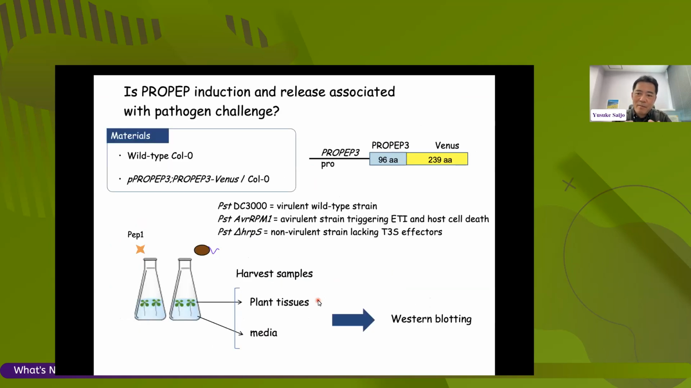Initially, when we started this study, we wanted to know how plants recognize pathogen damage and pathogen challenge. In this context, we examined whether and how this PROPEP is released to the extracellular space in response to pathogen challenge. To this end, we used transgenic plants expressing PROPEP3 under its own regulatory sequences, fused to Venus, a GFP variant, to monitor production and release by subjecting the seedlings to different Pseudomonas syringae bacteria, and see what is expressed inside plant tissues and also released to the extracellular space, which is the media in this experimental setting.